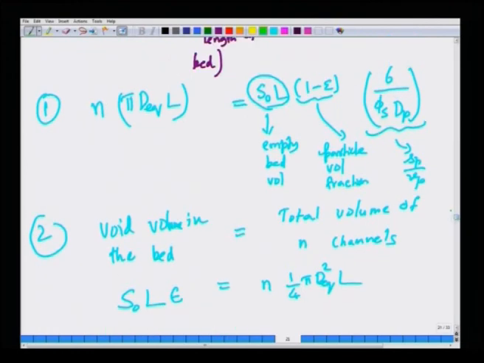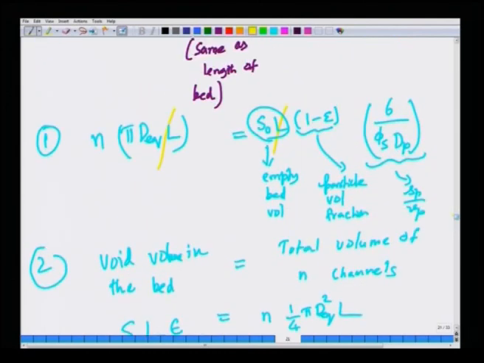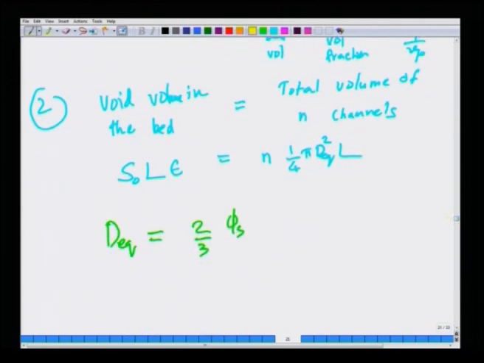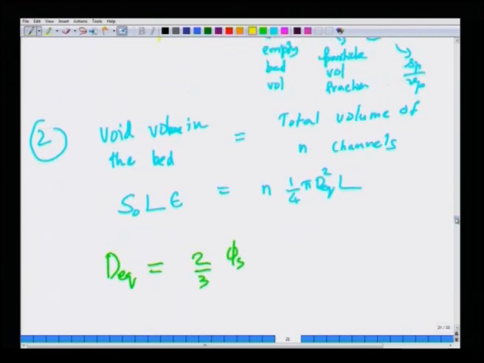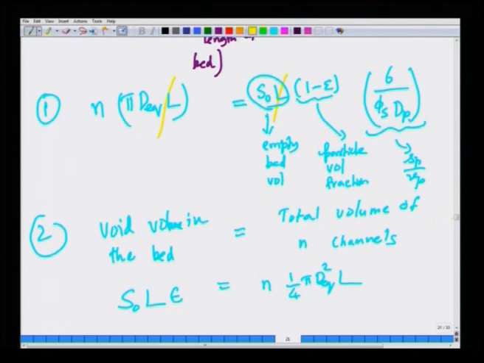So, if you look at this term, L will cancel out. L cancels out. So, we can get D equivalent in terms of other quantities. D equivalent becomes 2 by 3 times phi s, and we also have to eliminate n by using this expression. So, essentially, instead of S naught L times epsilon, you can write this expression out here.